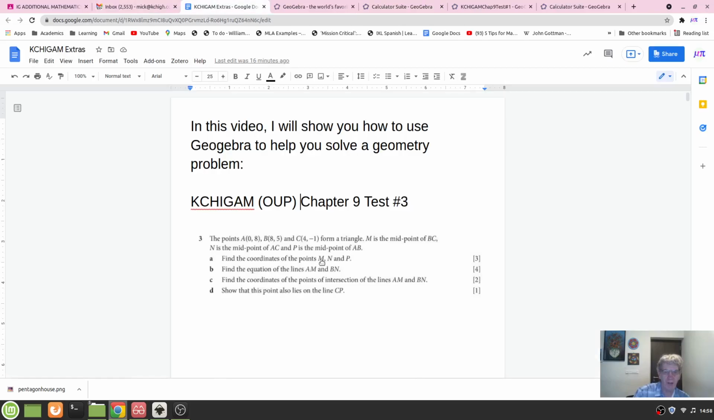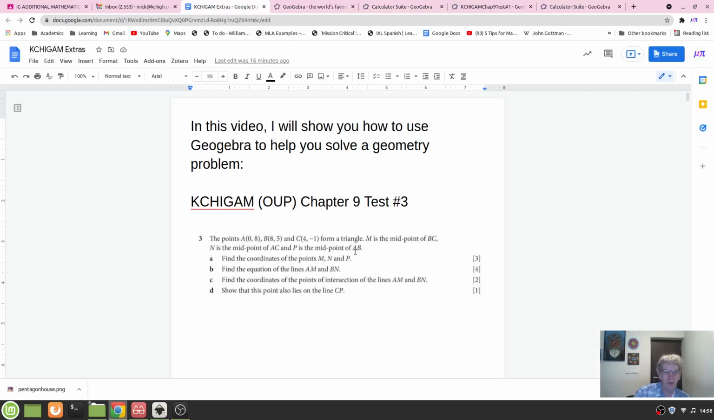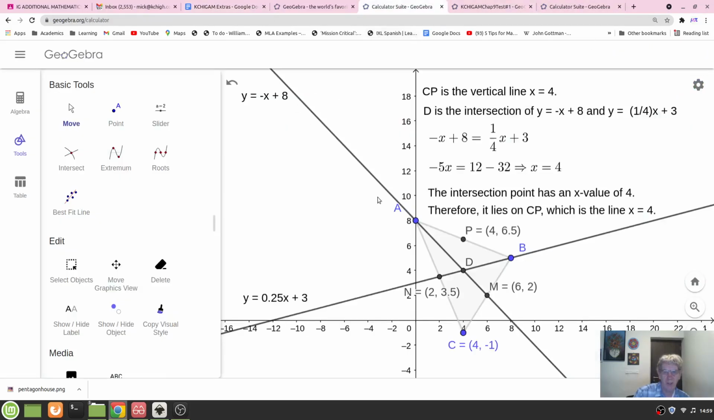Let's see, have I found the coordinates of M, N, and P? M is 6.2, N is 3.5, P is 4. Yes, I have. Have I found the equations of the lines AM and BN? Yes, I have. AM is up here, that's y equals minus x plus 8. And here's BN, y equals 1/4 x plus 3.